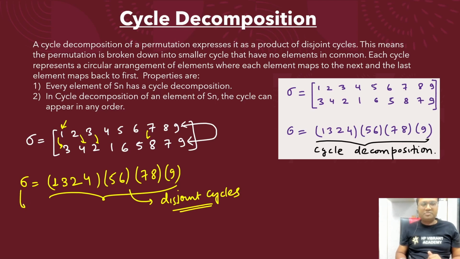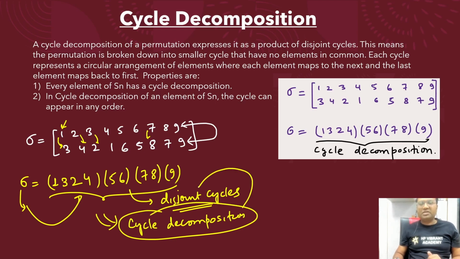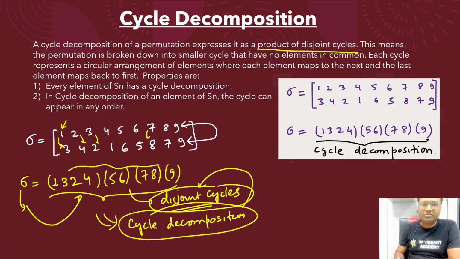So this sigma, that is the permutation, is decomposed into disjoint cycles, and this process is known as cycle decomposition. By cycle decomposition, we presume that the decomposition is done into disjoint cycles, and disjoint cycles are those cycles in which the elements are not in common. Let us read this: a cycle decomposition of a permutation expresses it as a product of disjoint cycles. This means the permutation is broken down into smaller cycles that have no elements in common.